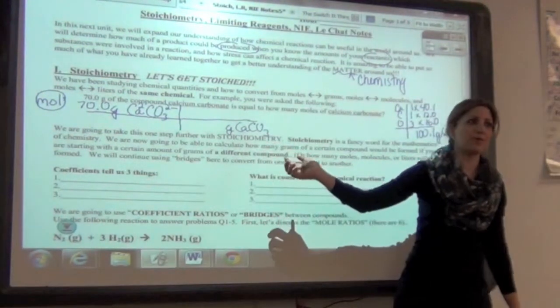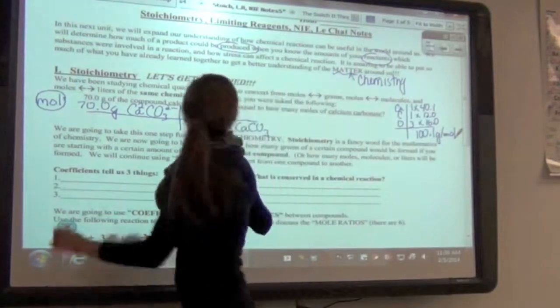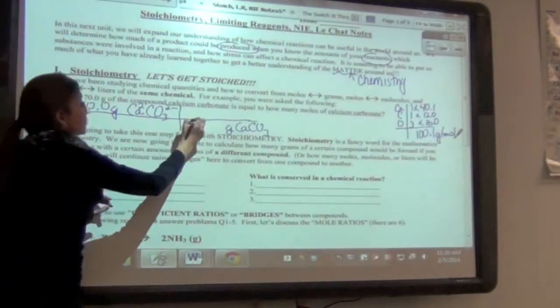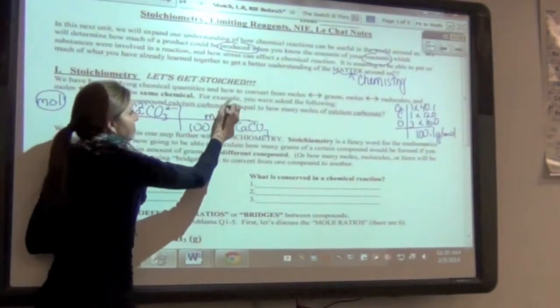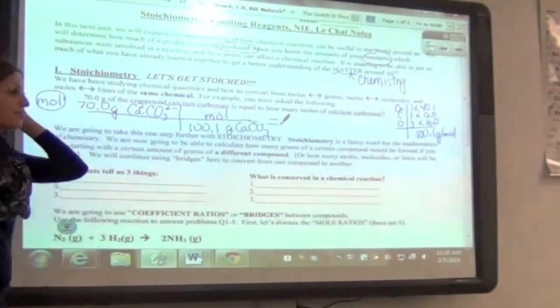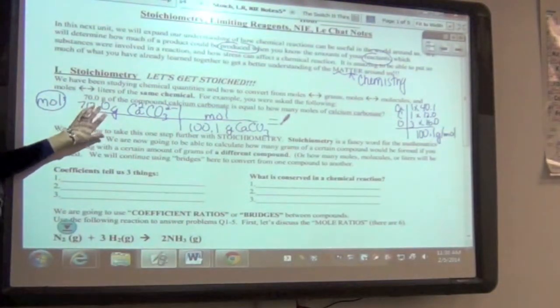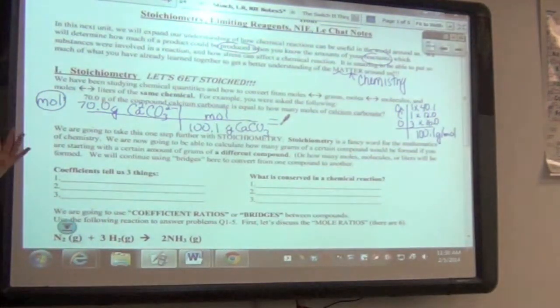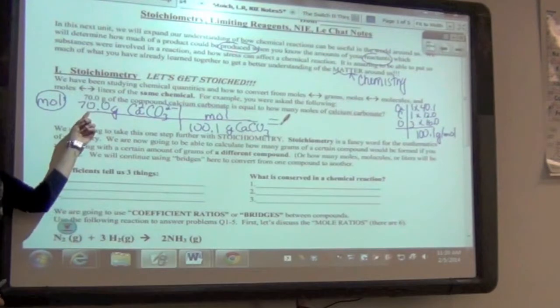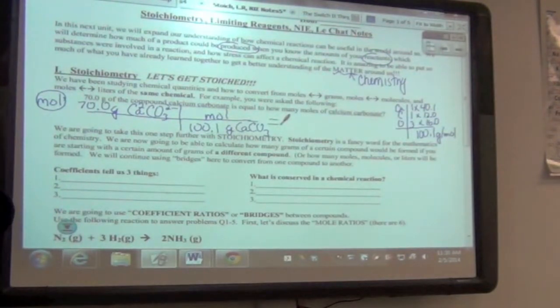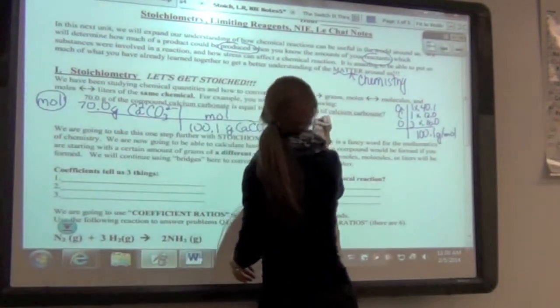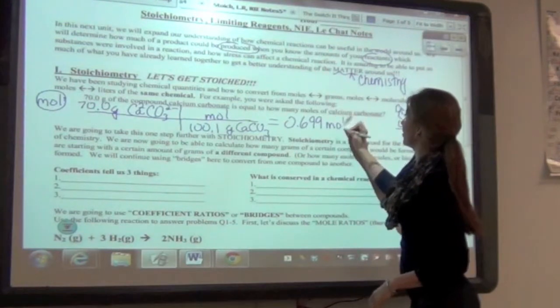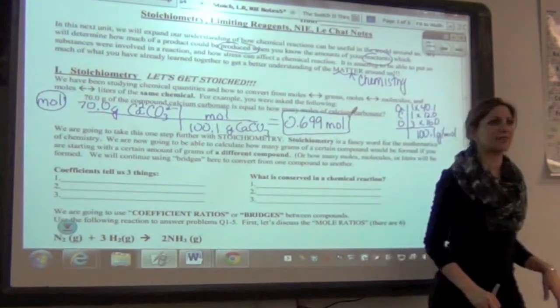So then where do I write the 100.1? On the top or on the bottom? On the bottom with the grams. Good. So 100.1 grams per mole, and then you're going to divide. And sig figs. That's 3 sig figs. That's 4 sig figs. Go ahead and divide it, and please tell me what you get with 3 sig figs. You want the least number of sig figs. Anyone? 0.699? Perfect. 0.699 is what you should get when you divide. And that's how many moles of calcium carbonate it is.